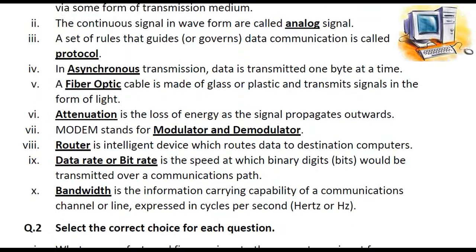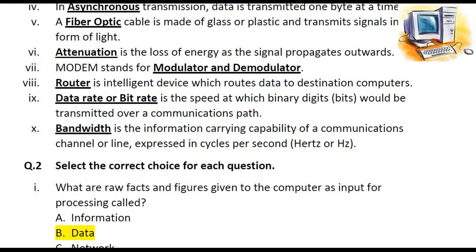10th fill in the blank says bandwidth is the information carrying capability of a communication channel or line expressed in cycles per second, or you can say hertz. So bandwidth is actually the total capacity or the maximum capacity of the communication medium in terms of carrying data. The maximum amount of data carried by any communication medium is called the bandwidth of that communication medium or channel or connection.